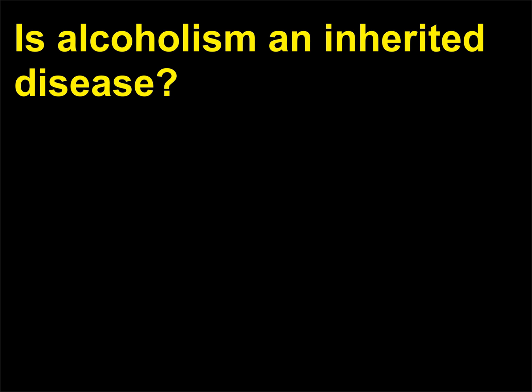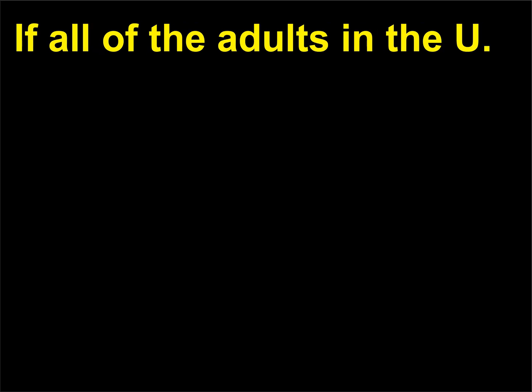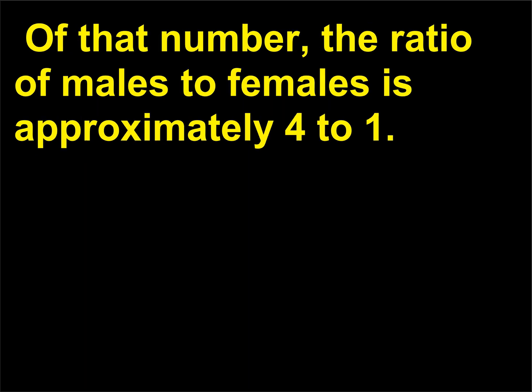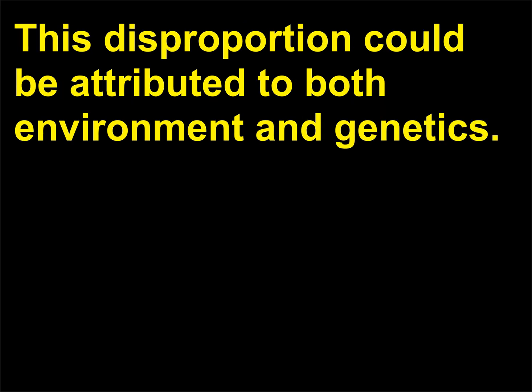Is alcoholism an inherited disease? If all of the adults in the U.S. were to be tested, an estimated 10% of the adult population would be classified as alcoholic. Of that number, the ratio of males to females is approximately 4:1. This disproportion could be attributed to both environment and genetics.